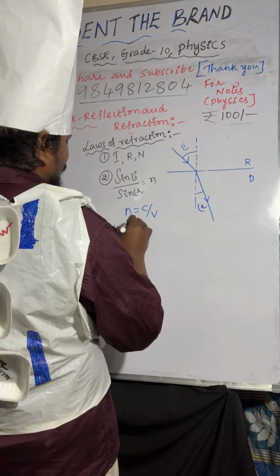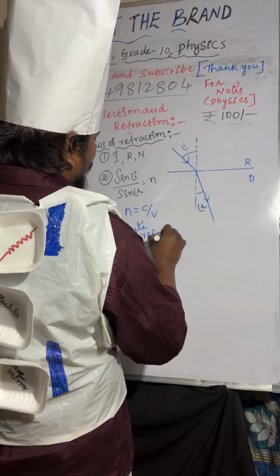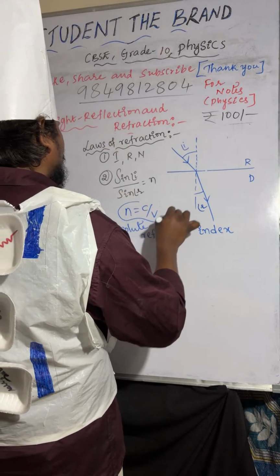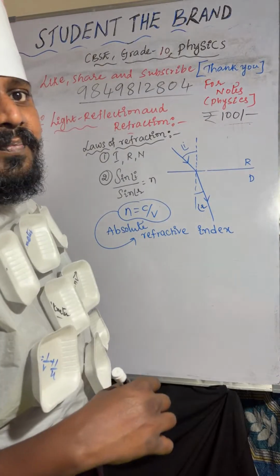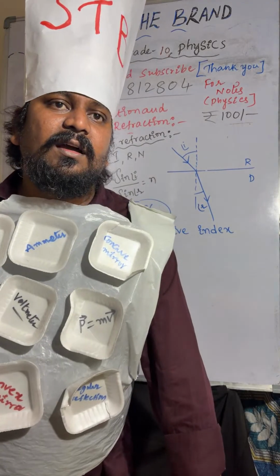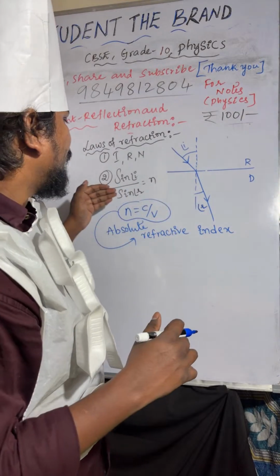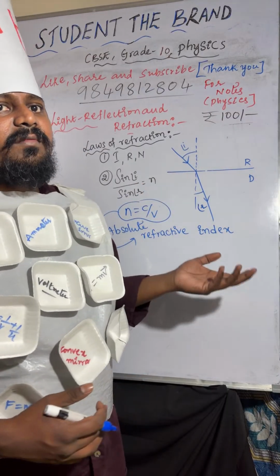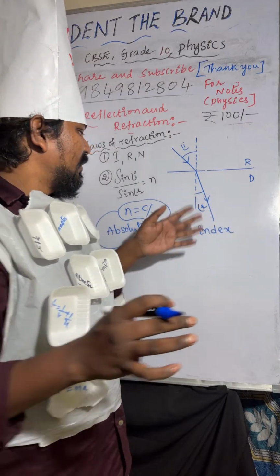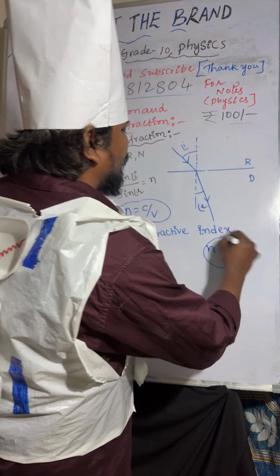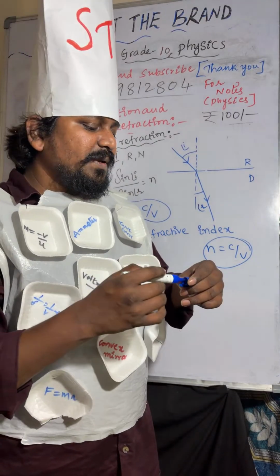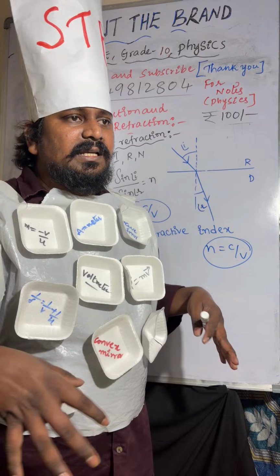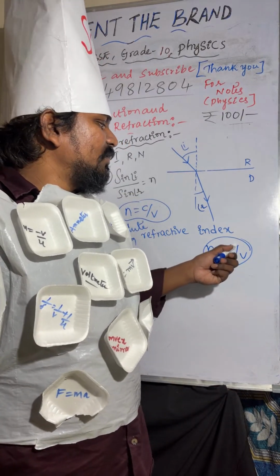So the absolute refractive index is the speed of light in vacuum divided by the speed of light in the medium. The first medium must compulsorily be air or vacuum, and the second medium can be any medium, either water or glass, different mediums we can take. So n equal to c by v.